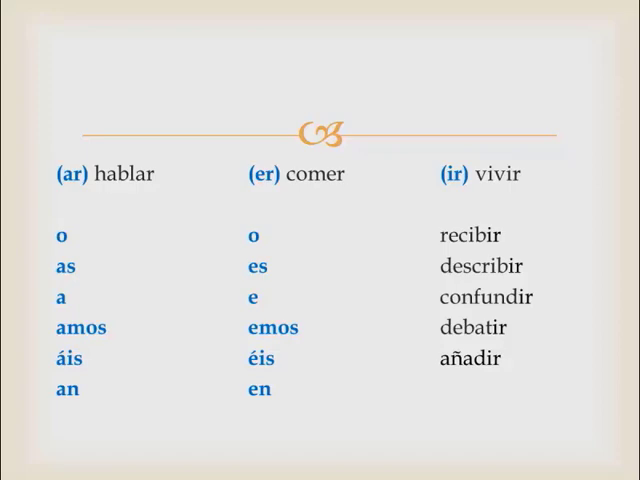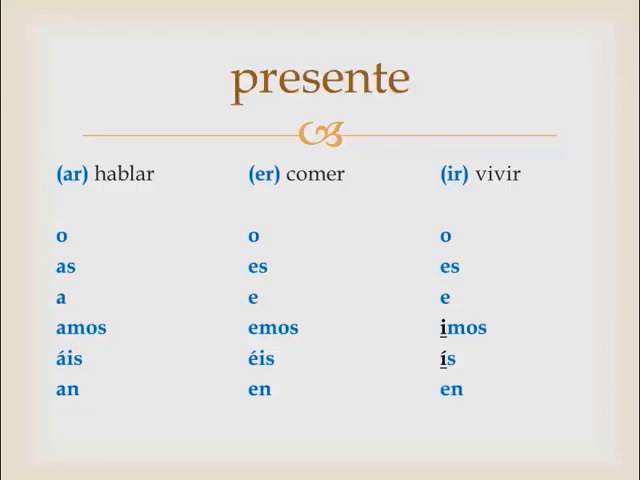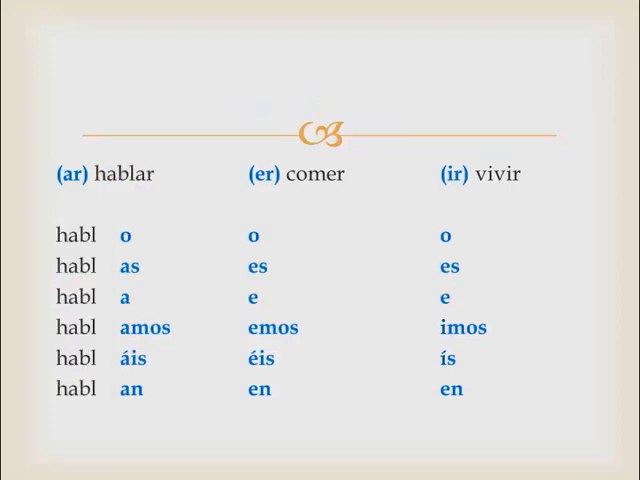And the endings for an IR verb are o, es, e, imos. The difference is the I. ís, and en. These are verbs in the present tense, en el presente. These are the endings in the present tense. And if you were to take hablar and conjugate it all the way through, you'd have hablo, hablas, habla, hablamos, habláis, and hablan. I speak, you speak, she speaks, we speak, y'all speak, and they speak.